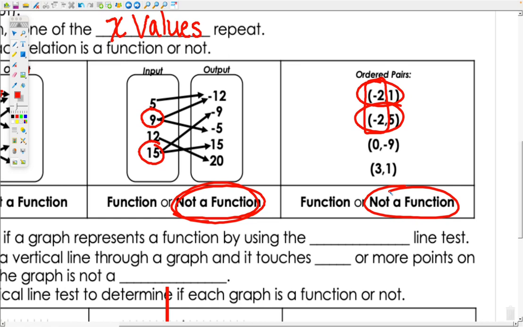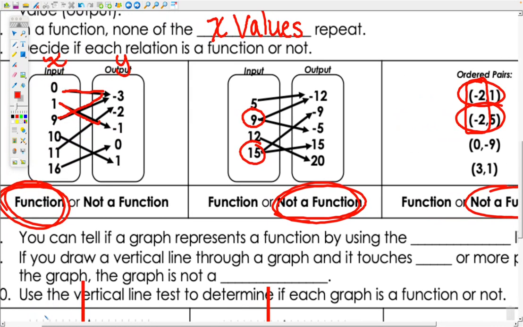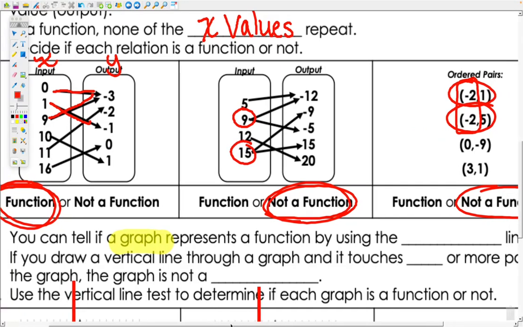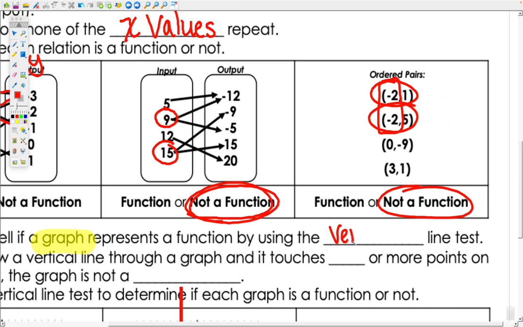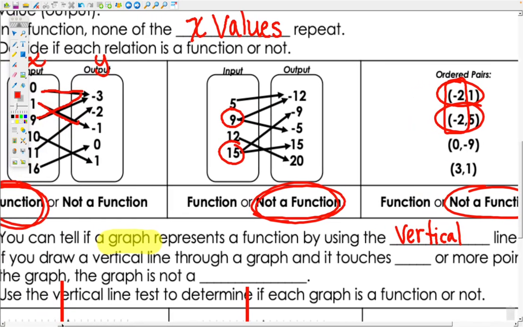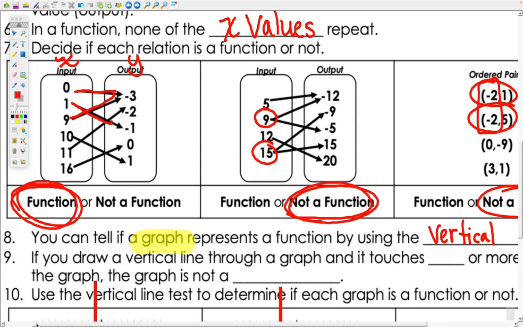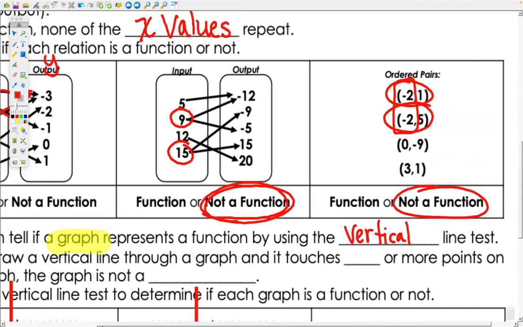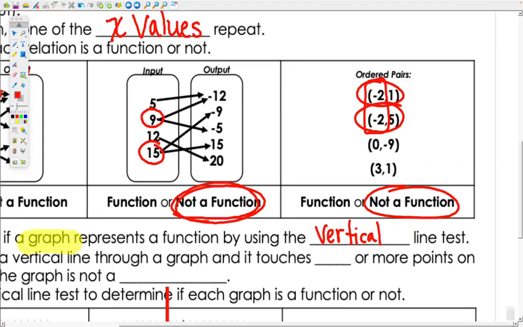Now, this is telling if it's a function by mapping and by ordered pairs. If I give you a graph, you can tell if a graph is a function or not by using the vertical line test. In the vertical line test, you would draw a vertical line through a graph, and if it touches two or more points, it's not a function.